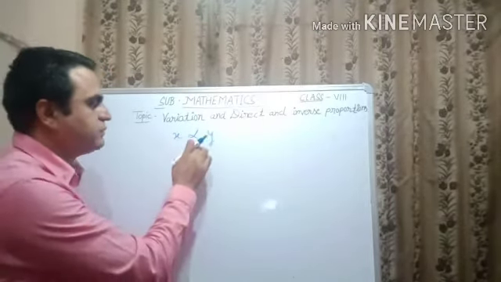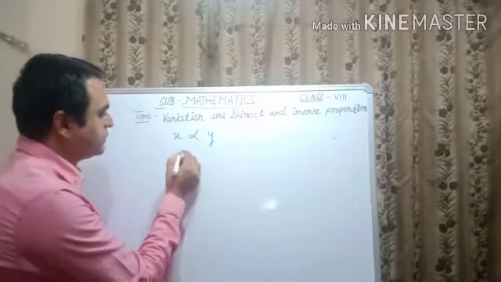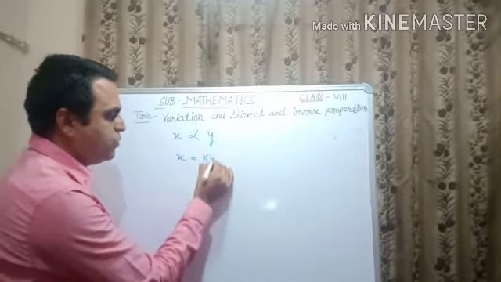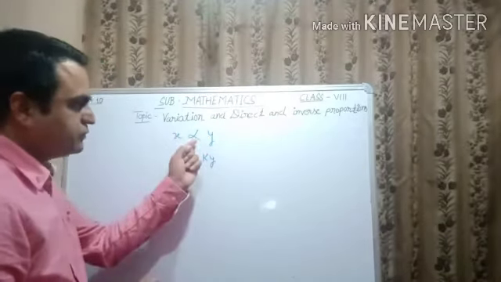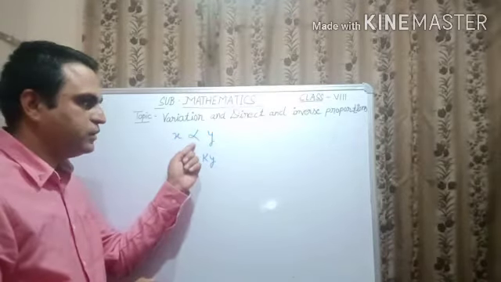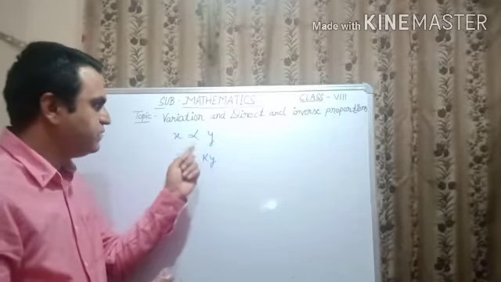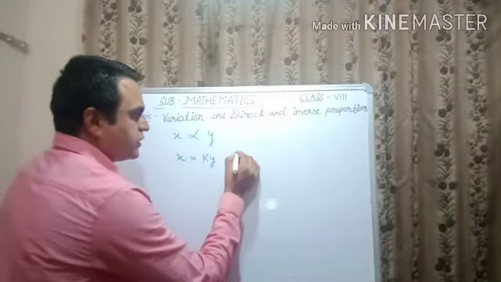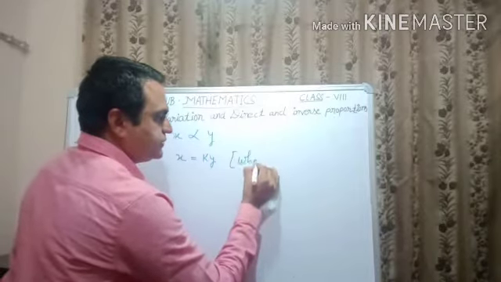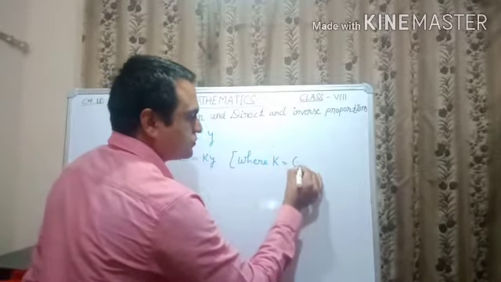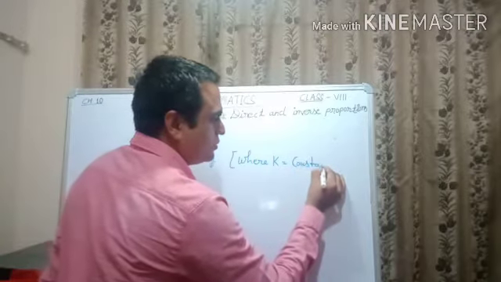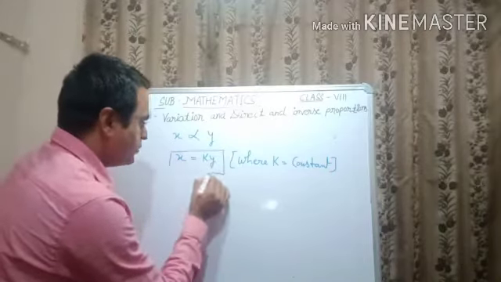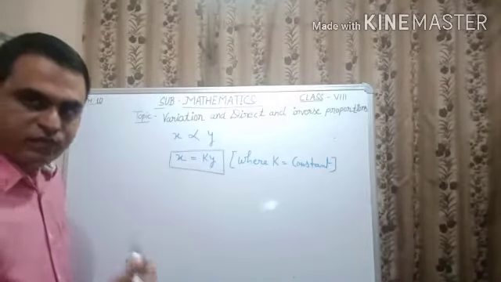Now we have to convert the proportional sign into an equal to sign. We write x equals k into y. When we remove this proportional sign, we write the equal to sign and also write a constant, where k is equal to constant. This is the first formula which we have to apply for direct variation.